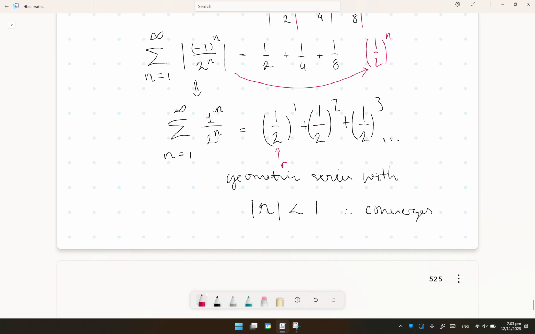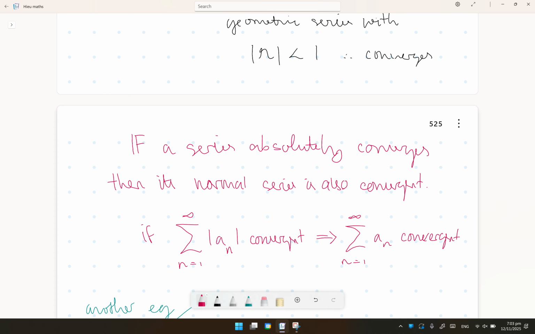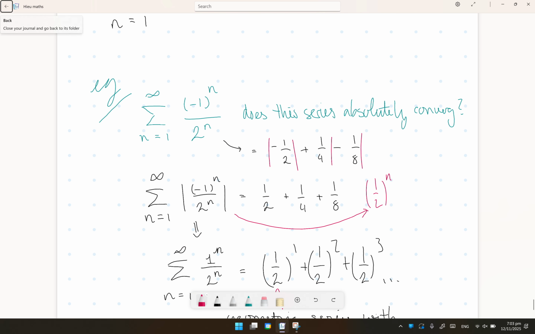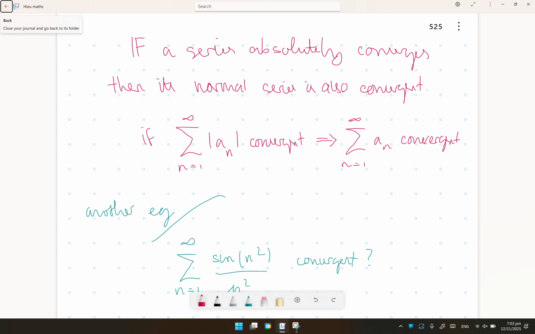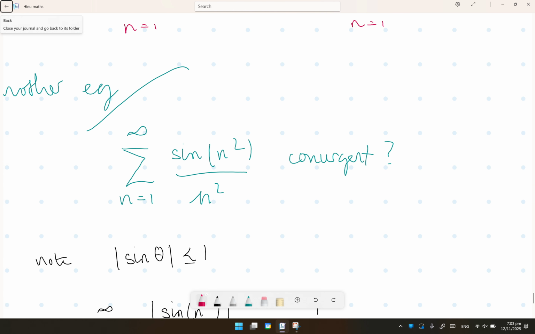And what does that tell us? When something absolutely converges, then its normal series is also convergent. So if the absolute series of this is convergent, then the normal one is convergent too. That's kind of the magic with absolute convergence, is that if you can find convergence with the absolute values, then the normal series will be convergent as well. So let's look at another example for absolute convergence.